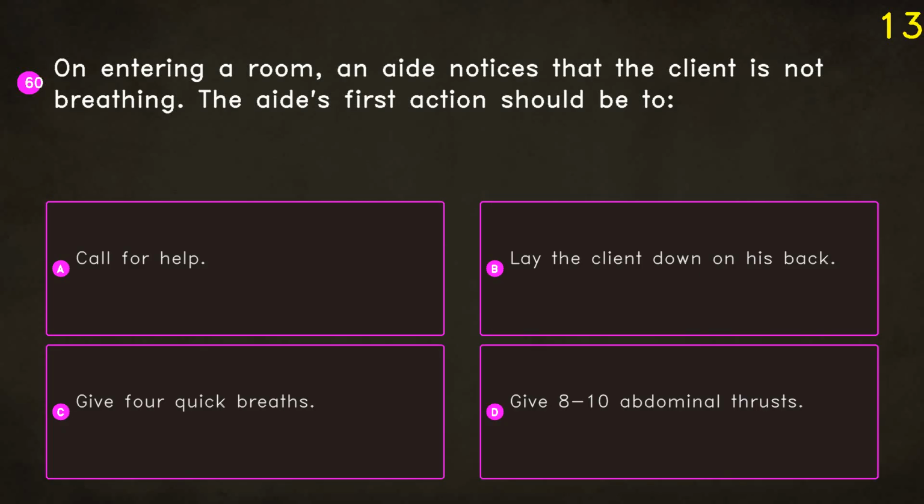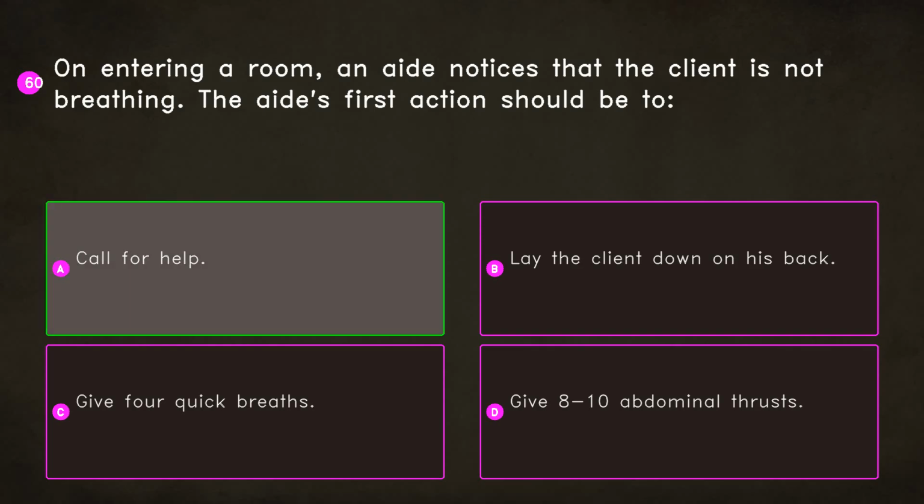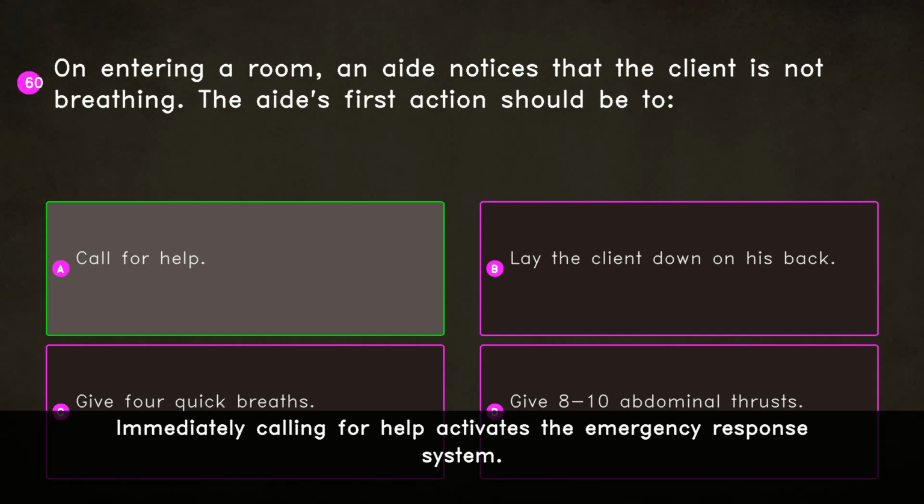Question 60. On entering a room, an aide notices that the client is not breathing. The aide's first action should be to A. Call for help, B. Lay the client down on his back, C. Give 4 quick breaths, D. Give 8 to 10 abdominal thrusts. The correct answer is call for help. Immediately calling for help activates the emergency response system.